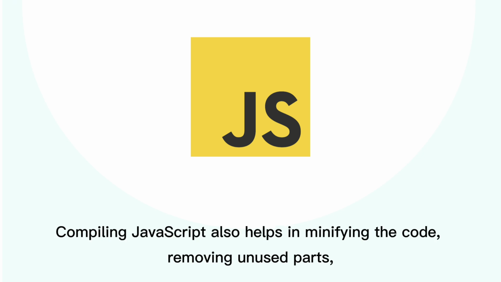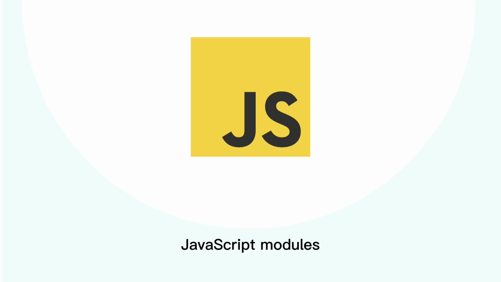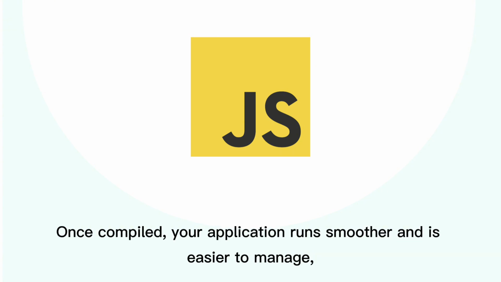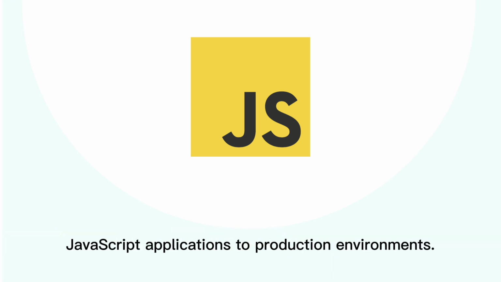Compiling JavaScript also helps in minifying the code, removing unused parts, and sometimes even converting newer syntax to be compatible with older browsers. Understanding how to compile JavaScript modules gives you better control over the performance and organization of your project. Once compiled, your application runs smoother and is easier to manage, especially as your codebase grows. This process is crucial when deploying JavaScript applications to production environments.